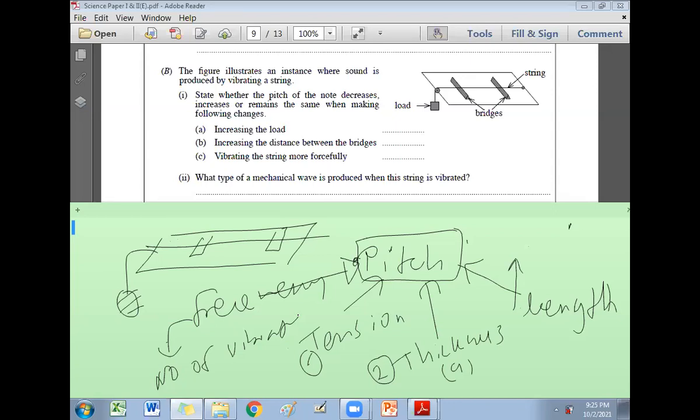When you increase the load, what happened? Tension increases. When the tension increases, pitch increases. Why does pitch increase? Frequency increases. Part A, increase in the load. One word answer. Pitch is higher.